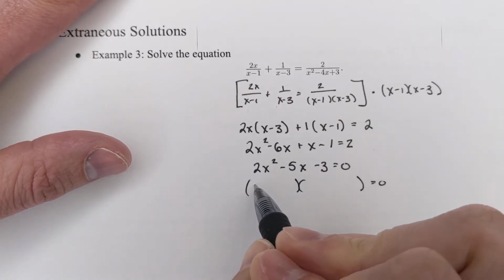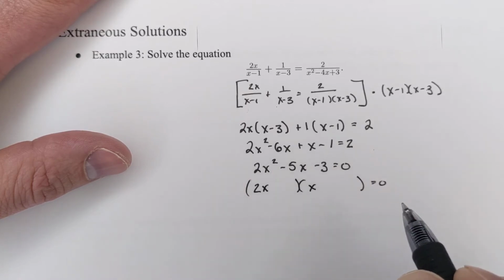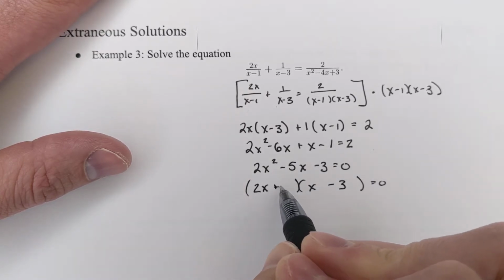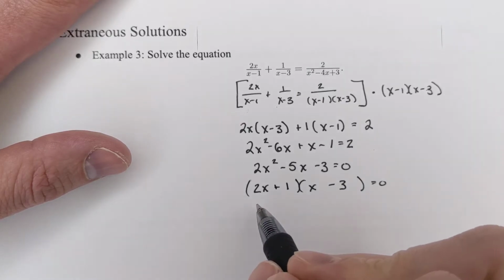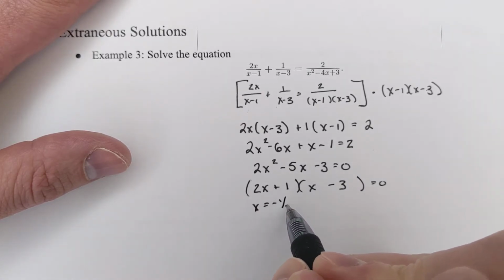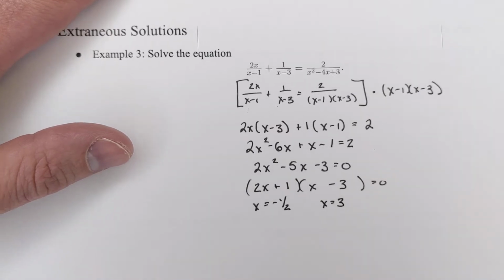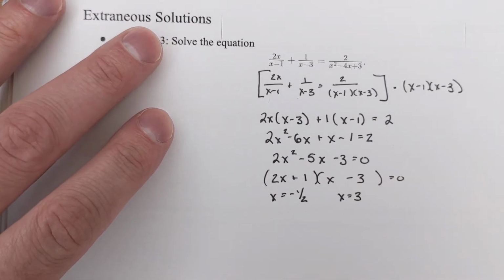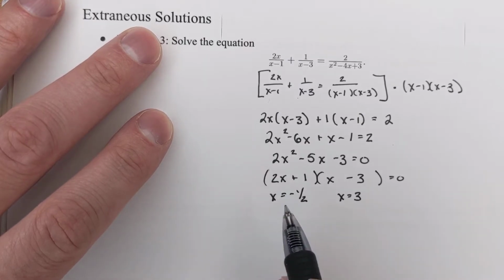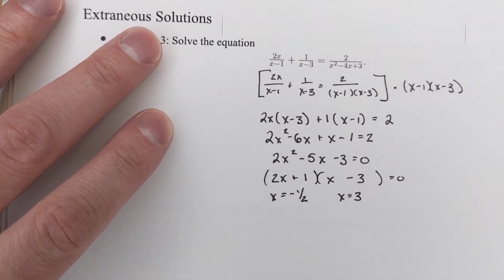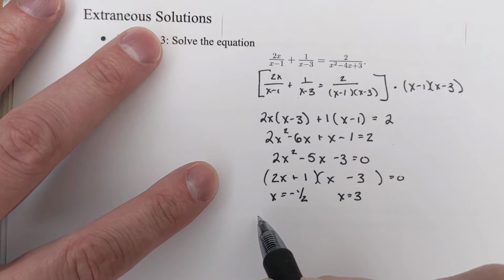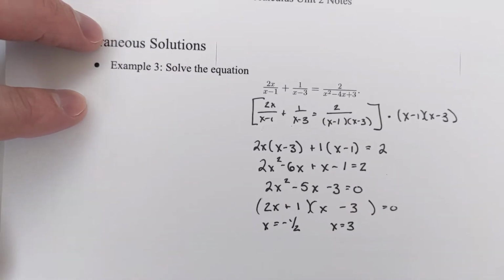We'll try it. Well, to get 2x squared, it has to be 2x and 2x. It's going to be minus 3 and plus 1. So the solutions are negative 1/2, if you solve that one, or positive 3. But I need to check my solutions. So if I plug negative 1/2 in, I need to make sure all of this works. So give myself enough room here.